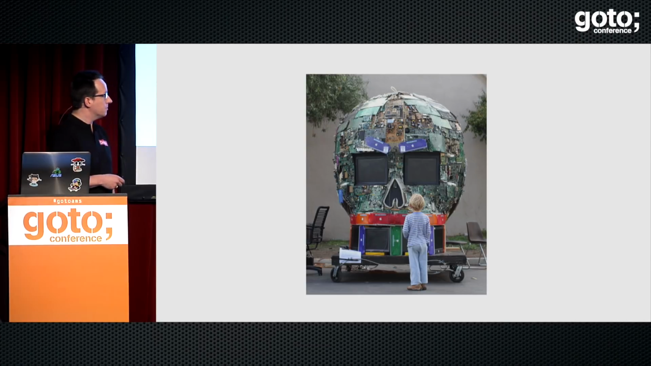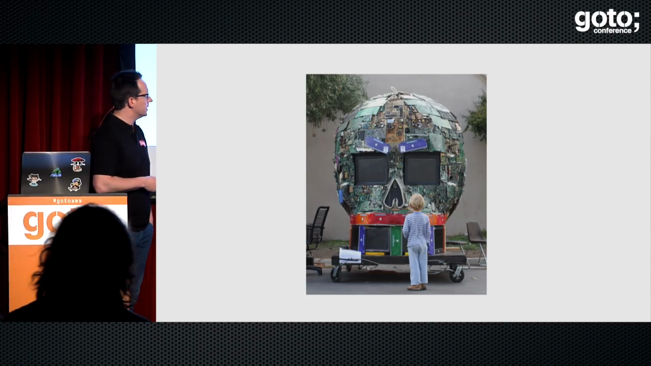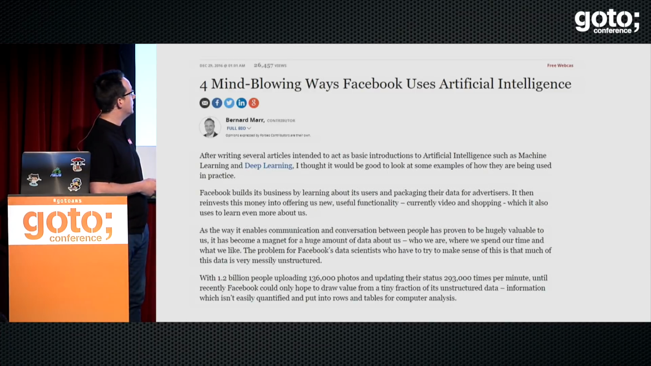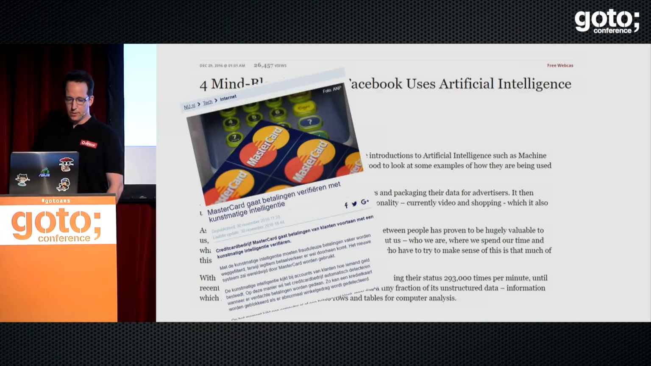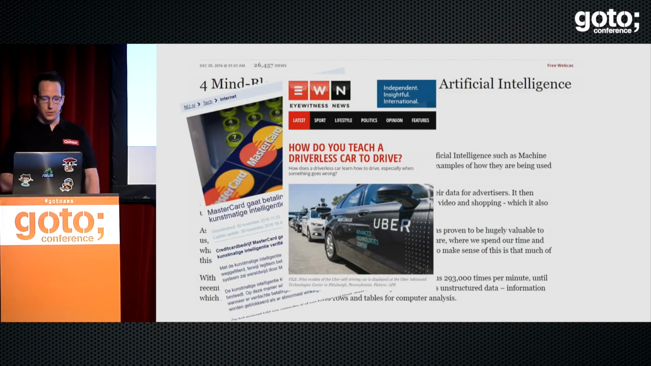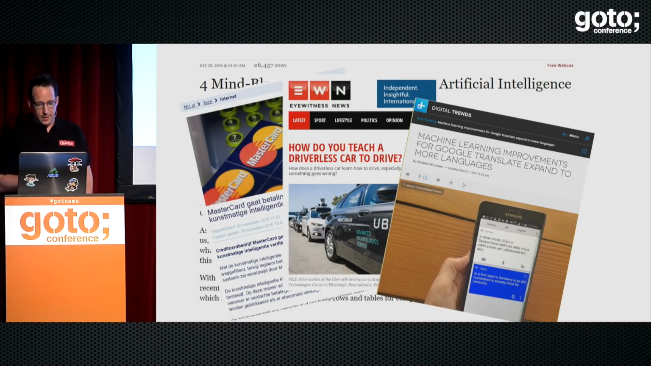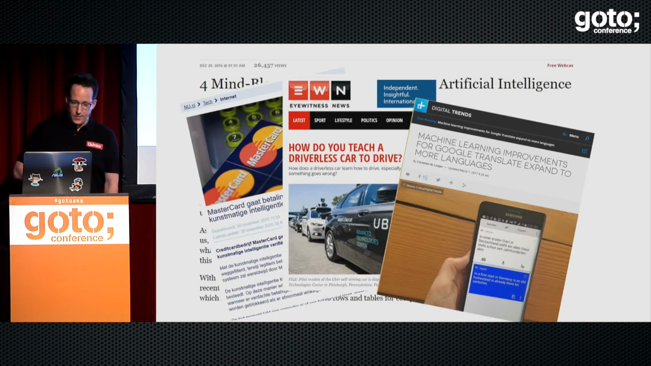Machine learning, yeah, it sounds quite scary. Nobody really knows what it is, but it is very popular in the media. You see it everywhere in articles, in newspapers. Machine learning this, machine learning that. How do you teach a driverless car to drive, etc., etc.